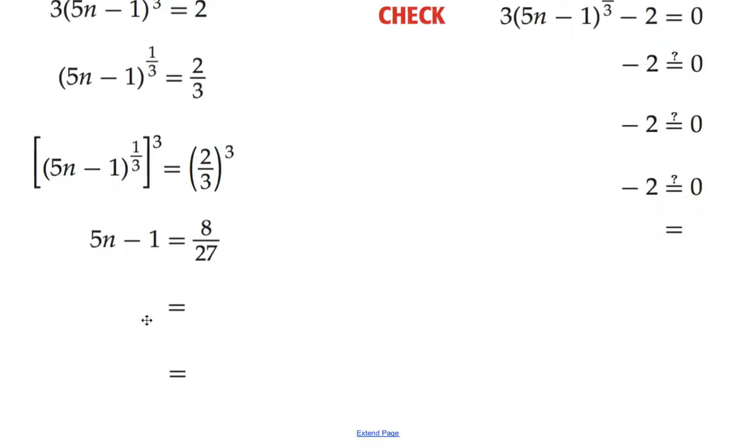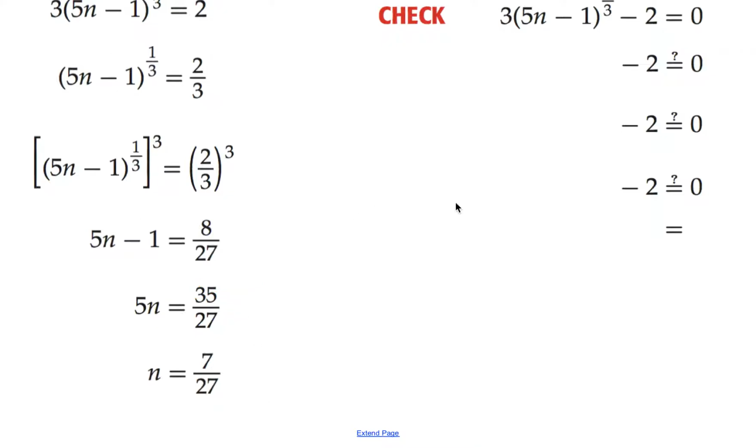Now I'm going to add 1 to both sides, but in order to add 1 to this, it really needs to be in the form of 27/27 so that I have like denominators. And so that gives me 35/27. And then when I divide by 5, remember dividing by 5 is the same thing as multiplying by 1/5. When I multiply by 1/5, my 5 cancels here and I get a 1, but I get a 7 in the numerator. So I end up with n being 7/27.